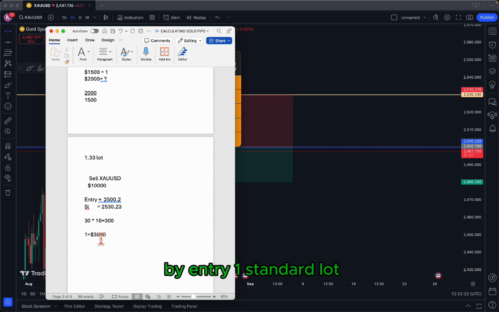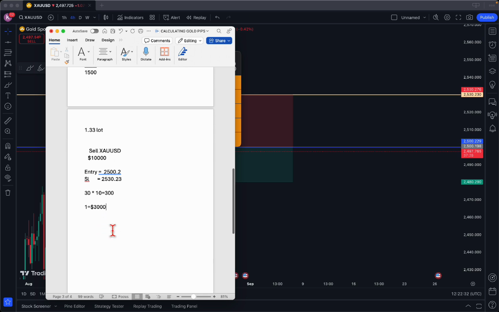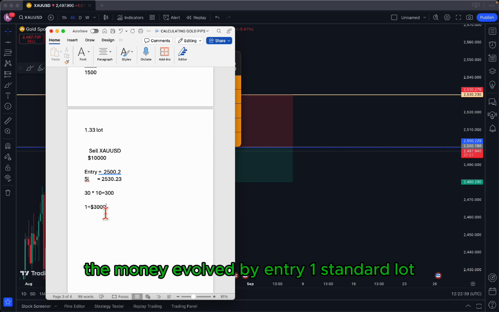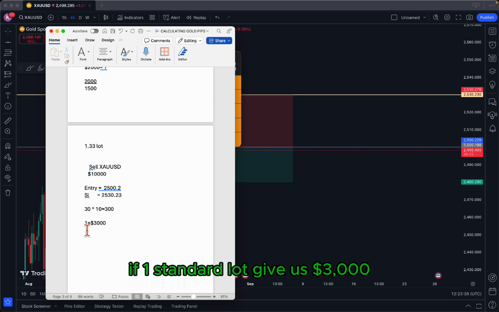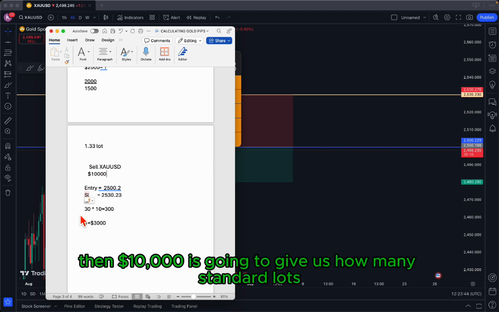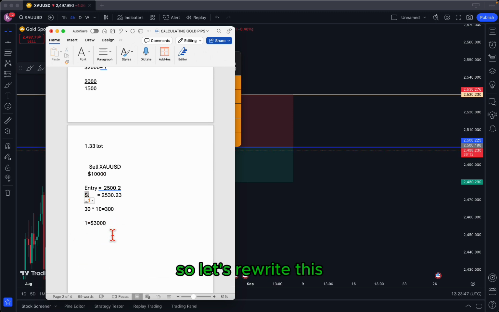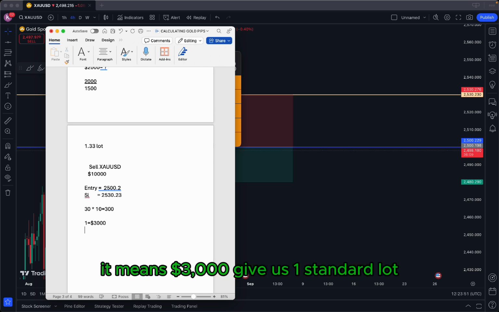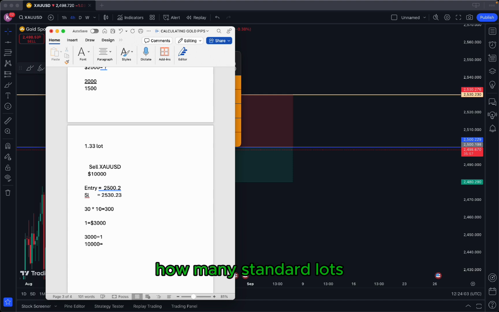Because for every pip movement by entering one standard lot, the money involved is $10. So if the pips difference is 300, just multiply the 10 by the 300 to get the money involved with this 300 pips. So now that you know the money involved by entering one standard lot with this 300 pips, if one standard lot gives us $3,000 with this 300 pips movement, then $10,000 is going to give us how many standard lots? So let's rewrite this. So it means $3,000 gives us one standard lot. Then $10,000 is going to give us how many standard lots?